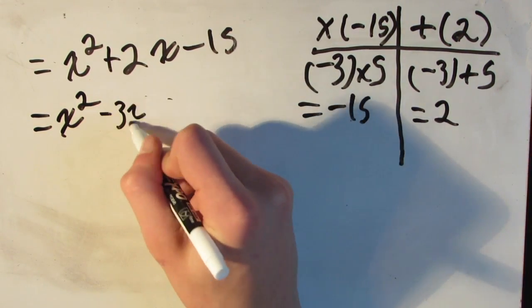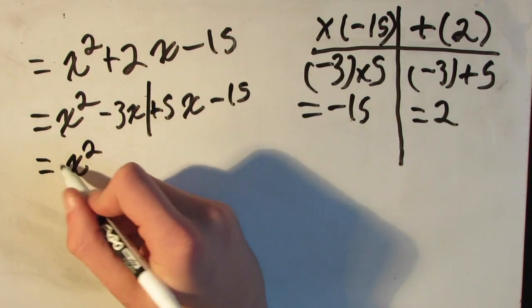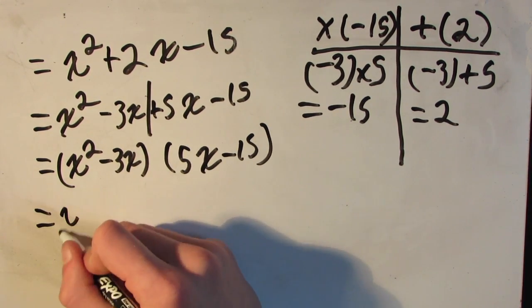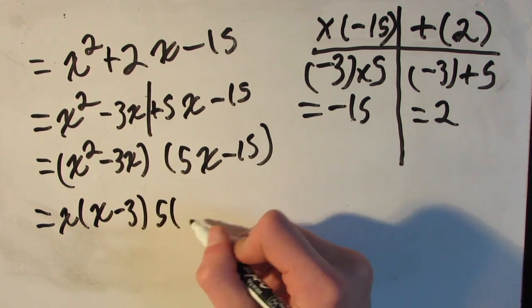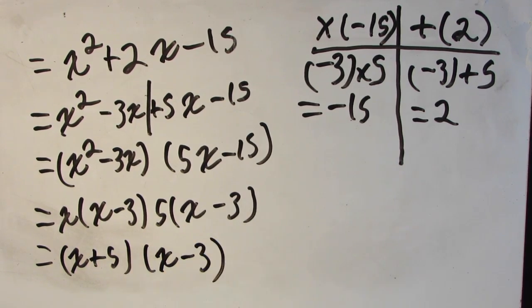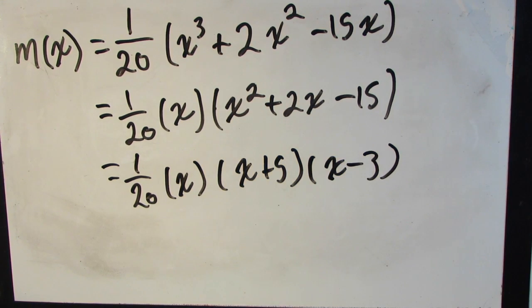So now we have x squared minus 3x plus 5x minus 15. Now we're going to factor by grouping. We're going to factor out x out of the first bracket and 5 out of the second bracket. This leaves us with x plus 5 and x minus 3. Now, when we put this into our regular equation, we're going to get 1 over 20 x, x plus 5, and x minus 3.